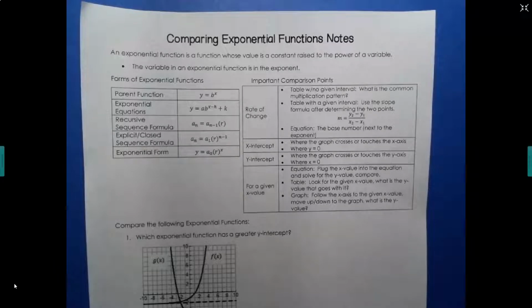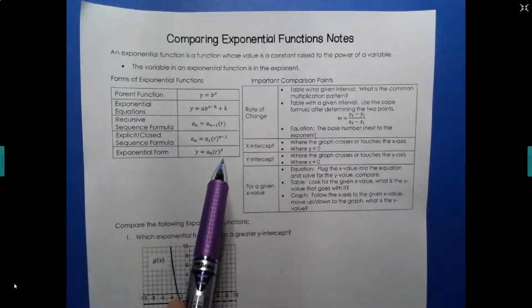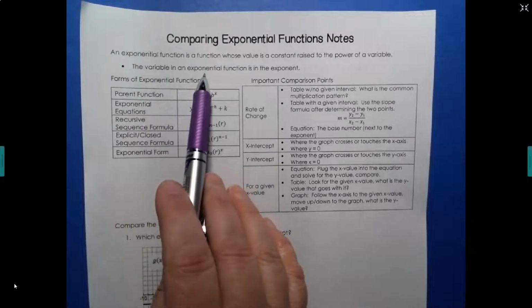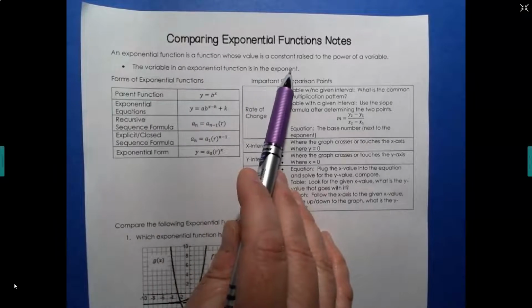All right, guys. So today we're going to start comparing exponential functions. We just spent the last several days comparing linear functions, so now we're going to move on to our exponentials. So remember, an exponential function is a function whose value is a constant raised to a power of a variable. What that really means is the variable in an exponential function is in the exponent.